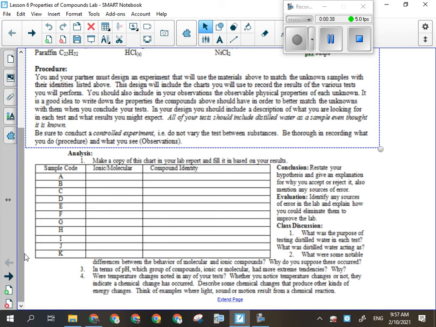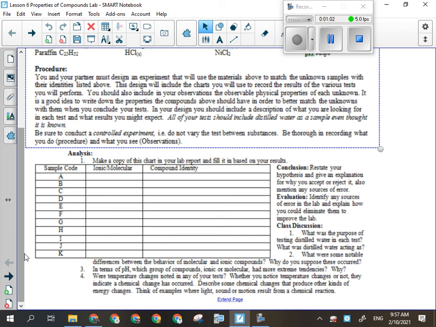Then for your conclusion, we said copy and paste your hypothesis, and then explain using your observations and your analysis whether you can accept that hypothesis or whether you have to reject that hypothesis. Remember, our hypothesis was about things having unique physical properties that could be used to identify them. If you were able to do that, then you can accept your hypothesis.